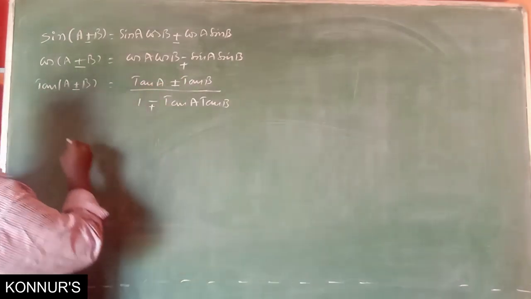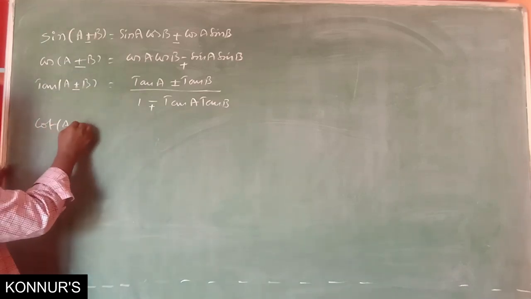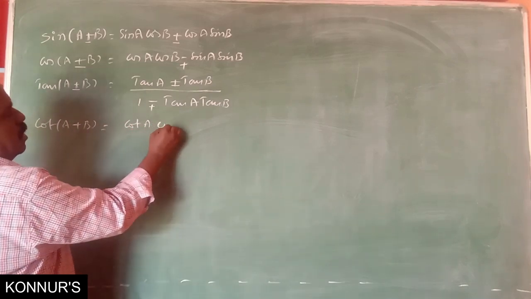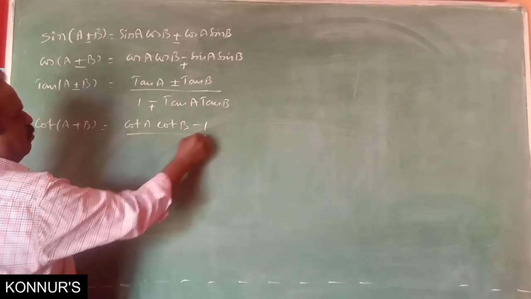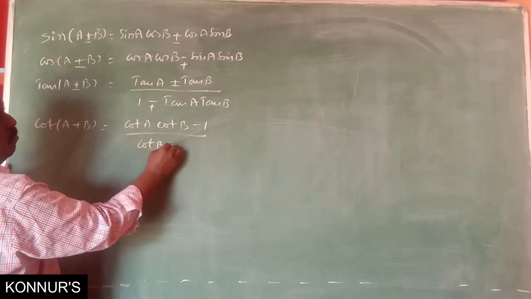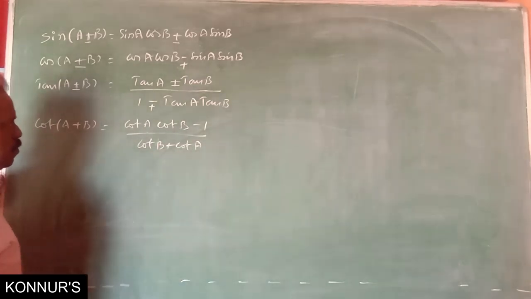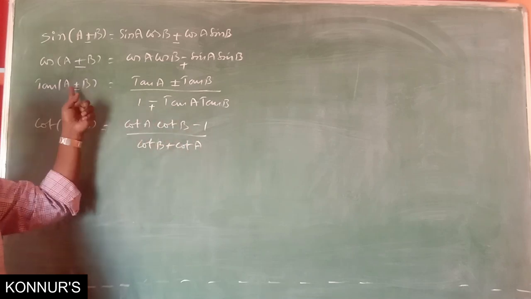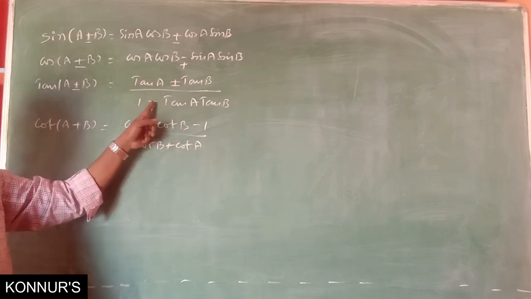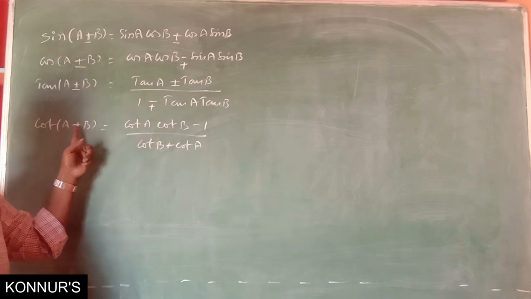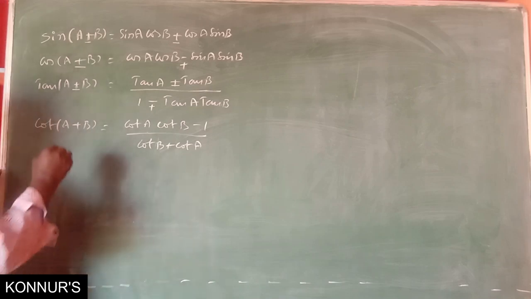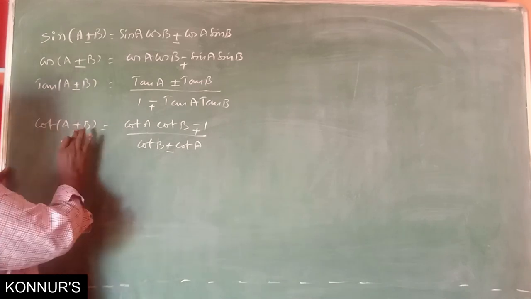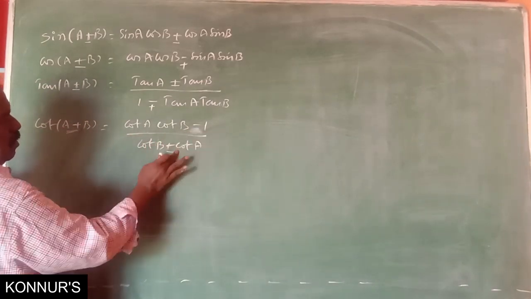Right one. And cot of A plus B is cot A cot B minus 1 by cot B plus cot A. If A plus B is there, it is minus by plus. In the case of tan, plus means plus by minus, but in the case of cot, it is minus by plus. If it is minus, it is plus by minus. Don't confuse. Otherwise, I will write clearly, separately.